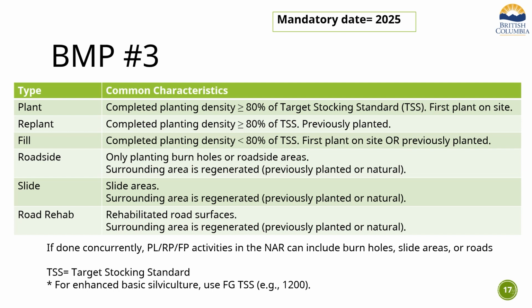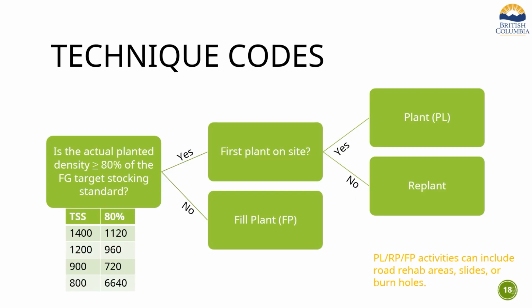I'll start with the 3 most common techniques: plant, replant, and fill. To distinguish between these three, you need to compare the actual completed planting density to the free-growing target stocking standard. You also need to check if it's the first plant on the area or a subsequent plant. So to start, you'll ask if the planting density is greater than or equal to 80% of the free-growing target stocking standard. If your target is 900, that'd be 720 stems per hectare. If your target is 1200, the 80% threshold would be 960 stems per hectare.